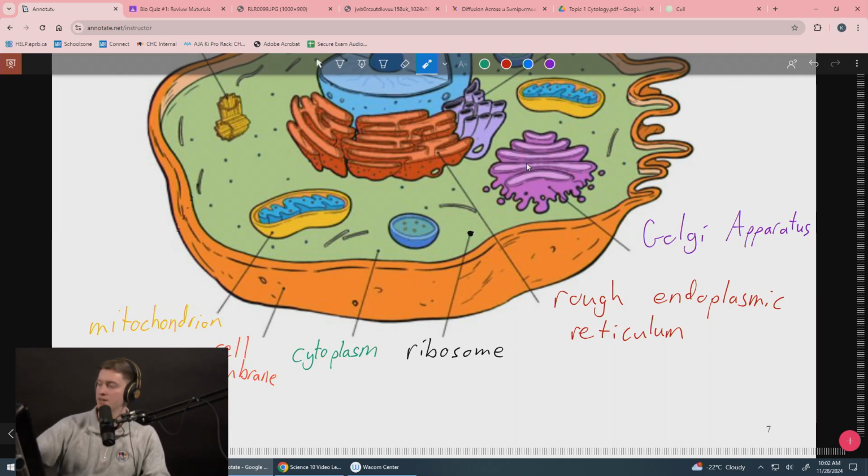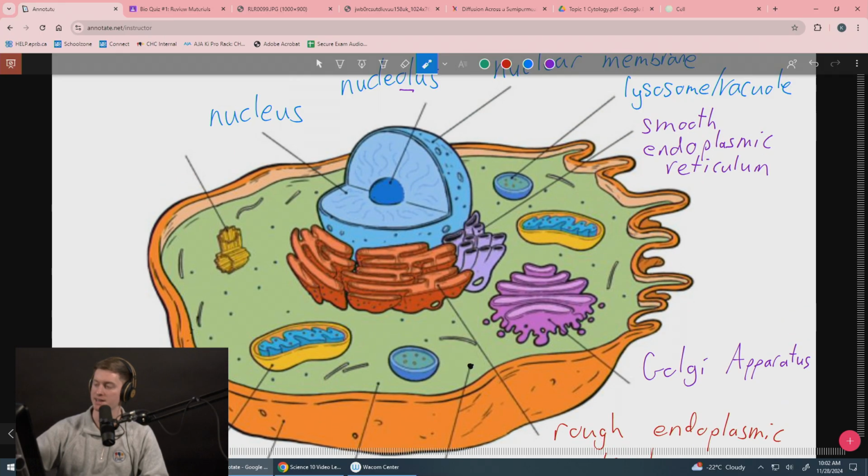Finally, in this cell, we have something that looks like a bundle of sticks, or maybe circular pasta. This is called a centriole. We've got two of them, so we're going to write centrioles. It's these two that are next to each other here.